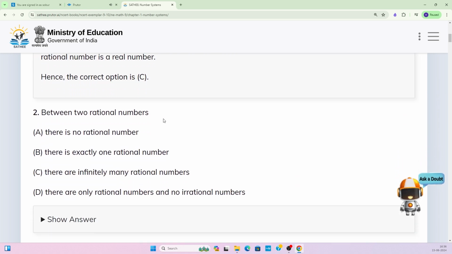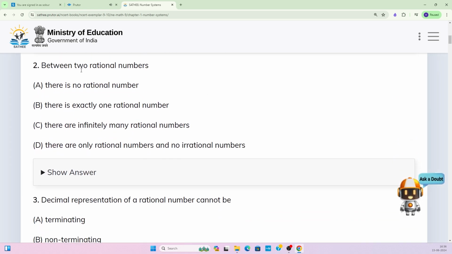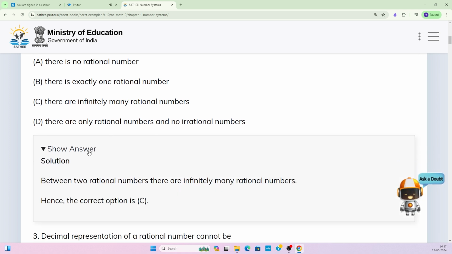In the next problem, we have: between two rational numbers. In option A, there is no rational number. In option B, there is exactly one rational number. In option C, there are infinitely many rational numbers. And in option D, there are only rational numbers and no irrational number. So let us check which option is correct.